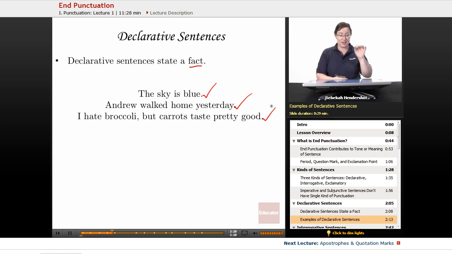Now, bear in mind, carrots taste pretty good is an opinion, but the person who's stating the opinion is stating it as if it were a fact, so it is a declarative sentence. They are declaring carrots taste pretty good.